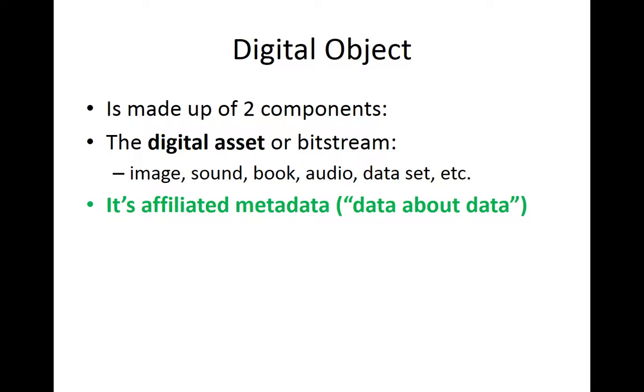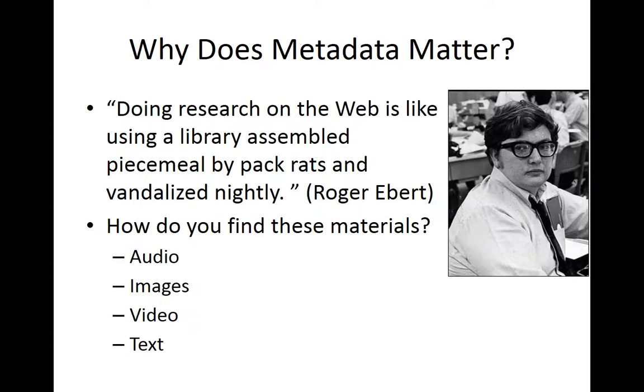So this is a thing that you could see an image and know nothing about it. You just see the image, sound, and so forth. Whereas to complete what I consider the whole package, the digital object, we have what would be called its metadata, or affiliated metadata, and that's the data about data. So you need both. You need to have the bit stream, the thing that we care about, but in order to understand that bit stream, image, sound, book, audio, you need metadata to describe it and make it understandable.